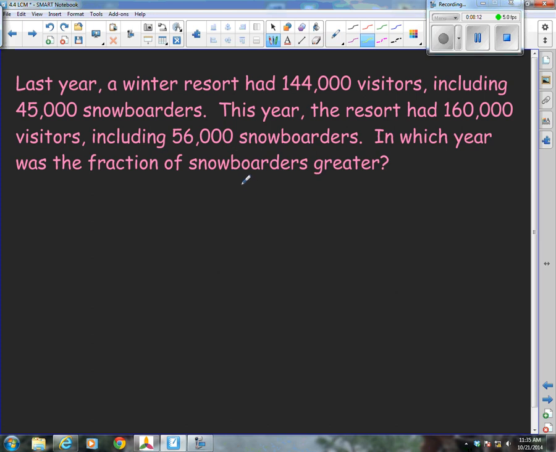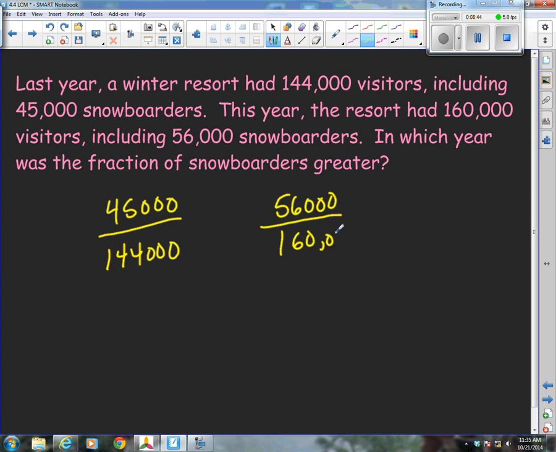Last year, a winter resort had 144,000 visitors, including 45,000 snowboarders. This year, the resort had 160,000 visitors, including 56,000 snowboarders. Which year was the fraction of snowboarders greater? Well, if you're going to make a fraction of snowboarders, you've got to compare the part to the whole. So this first one, I'm comparing 45,000 to the whole, which is 144,000. Then I'm comparing the part, 56,000, to the whole, which is 160,000.